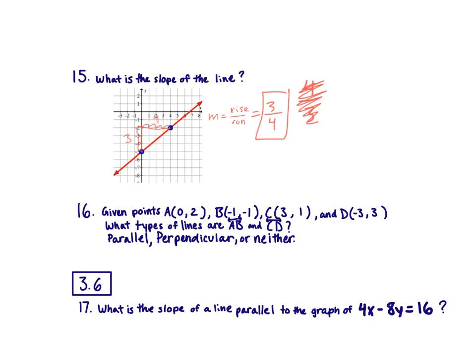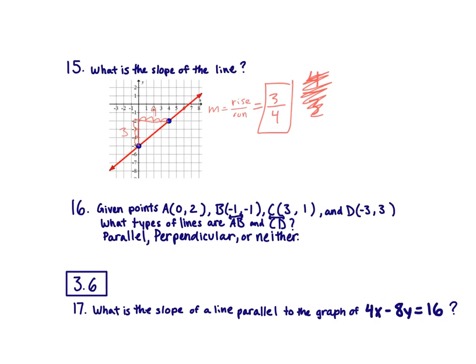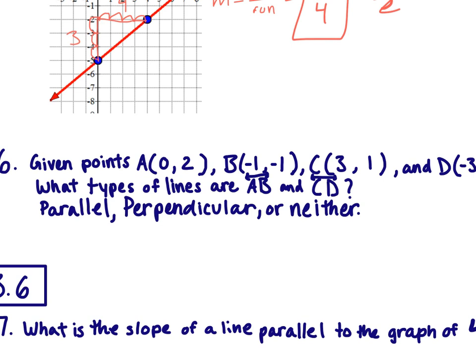Given points A, B, C, and D, what types of lines are AB and CD? Parallel, perpendicular, or neither? First step, let's find the slope of line AB. So we do y2 minus y1. So we have negative 1 minus 2 over negative 1 minus 0. We get negative 3 over negative 1, which simplifies to positive 3.